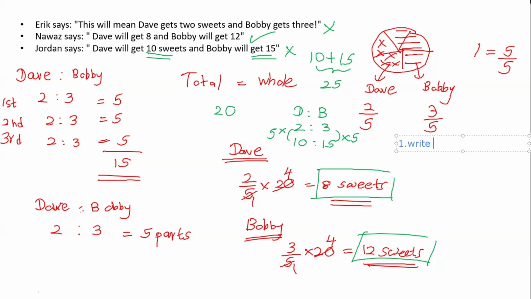write the ratio. Okay. Then number two, you are going to find the total number of parts. Okay. Then after that, try to find the relevant fractions. Then you can solve this by looking at the question. And remember, the total is equal to the whole, right?